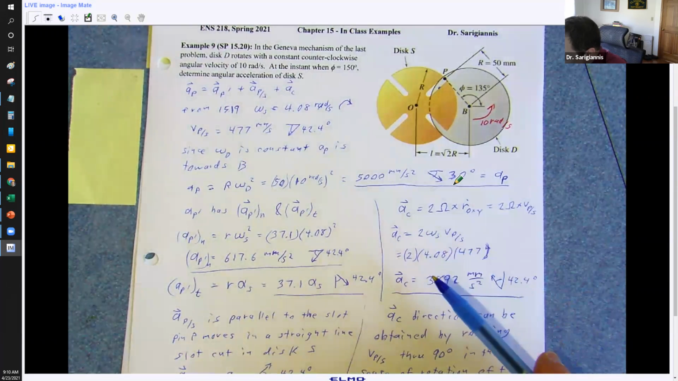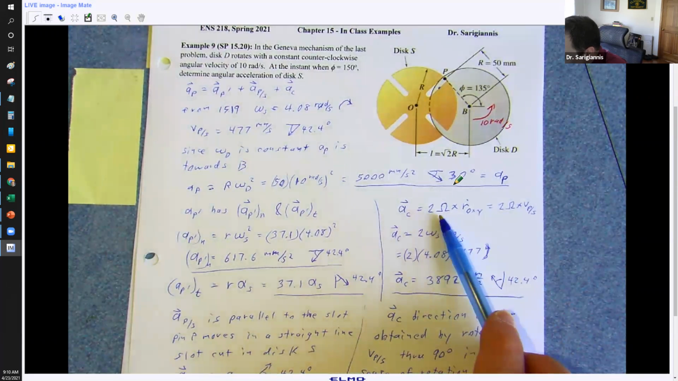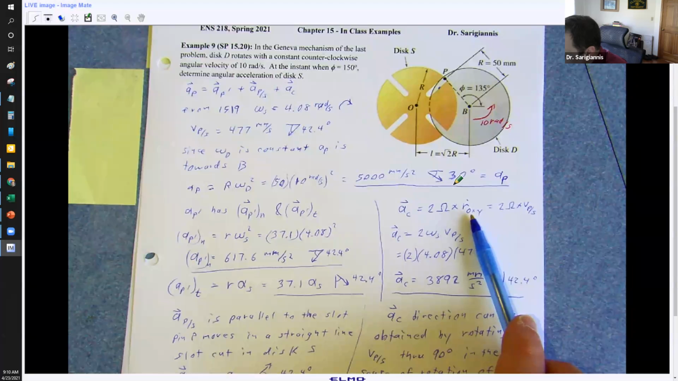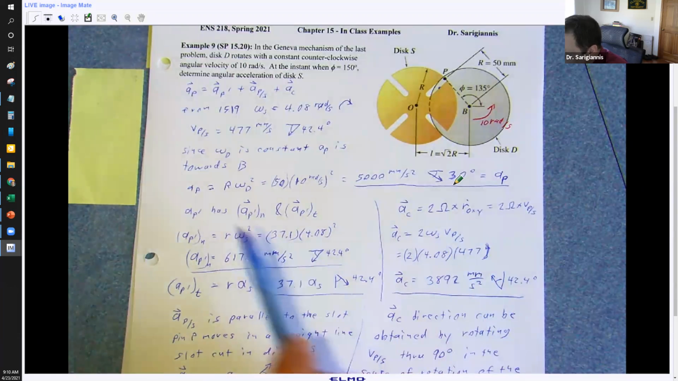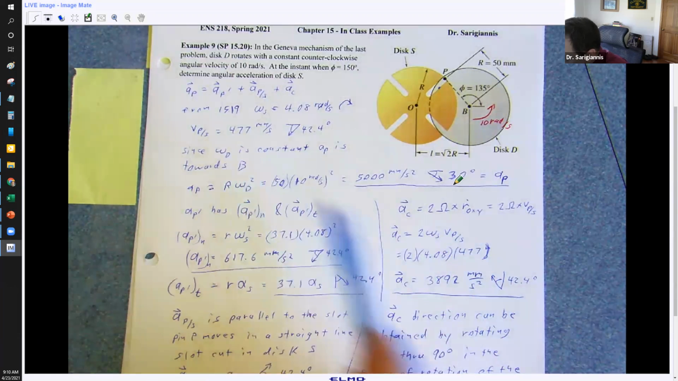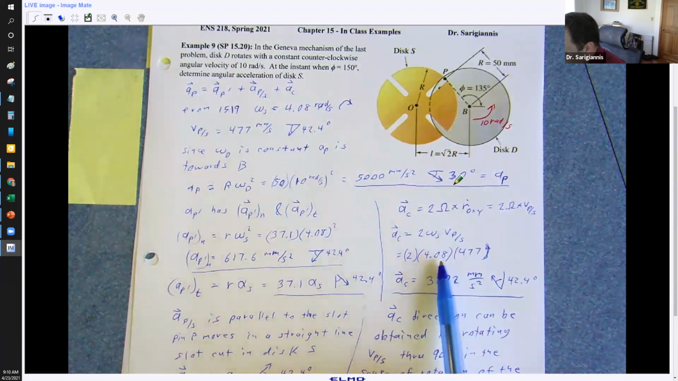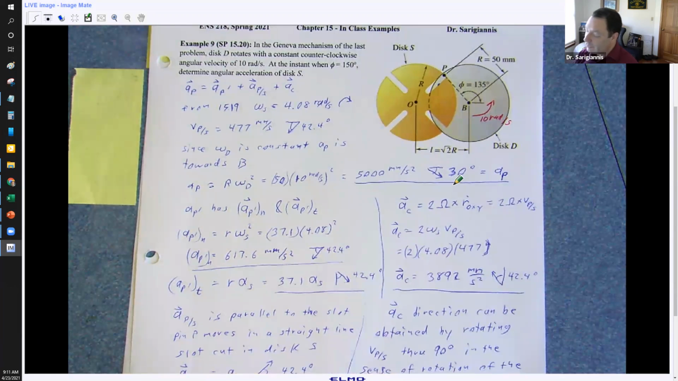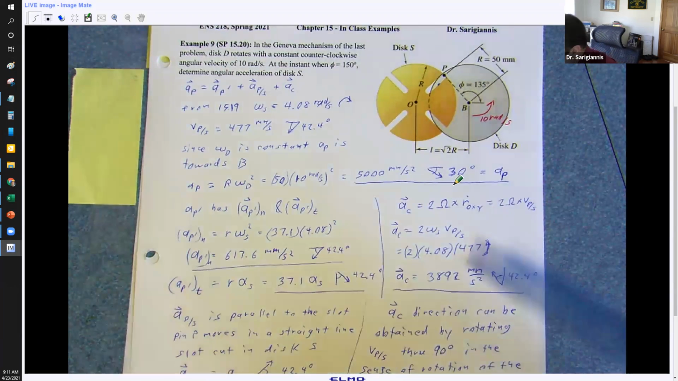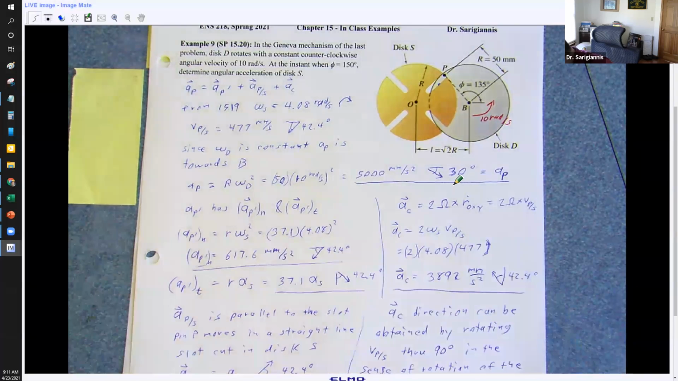And then the Coriolis acceleration is just 2 omega cross product with the velocity. We know our angular velocity, omega S, from up here, and we know our velocity, V of P with respect to S. So we get a Coriolis acceleration of 3892 millimeters per second squared, and that's in this direction, perpendicular again to the vector that we're taking the cross product with.